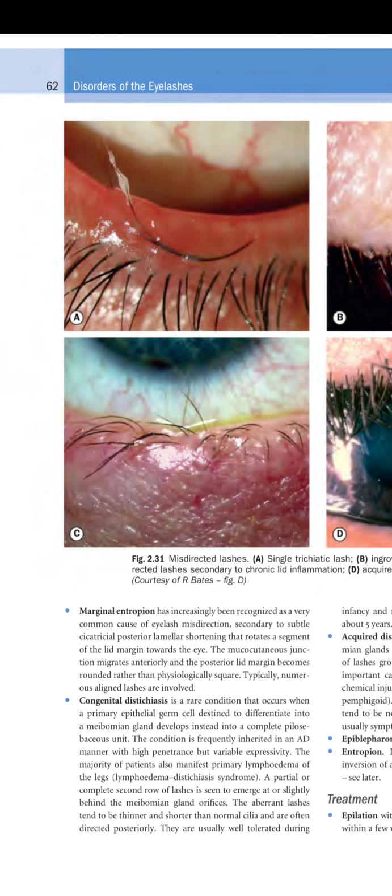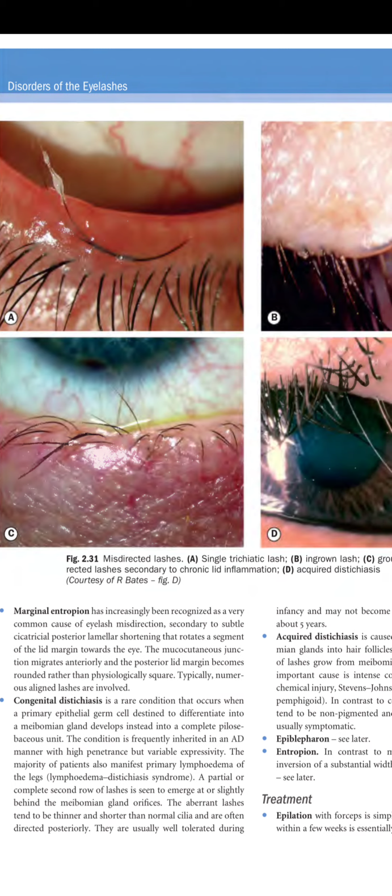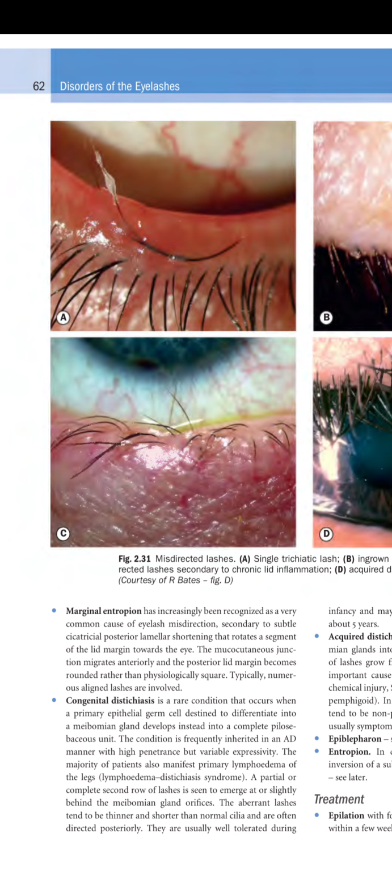Next is the marginal entropion. Sometimes the trichiasis is not due to the follicle. The lid margins are not at normal position. For example, in case of an entropion, the margin is itself directed inward. So when the margin is itself directed inward, it causes the inversion of the misdirection of the lashes. So marginal entropion is one of the conditions which causes misdirected lashes.